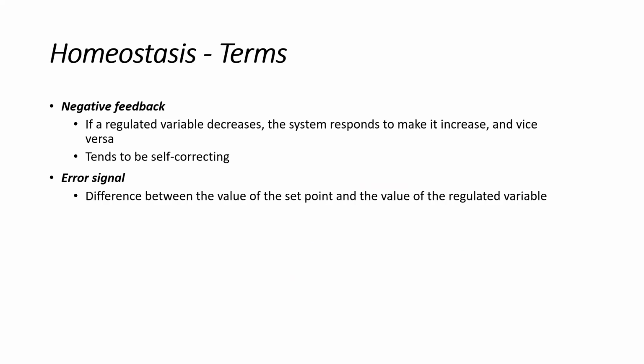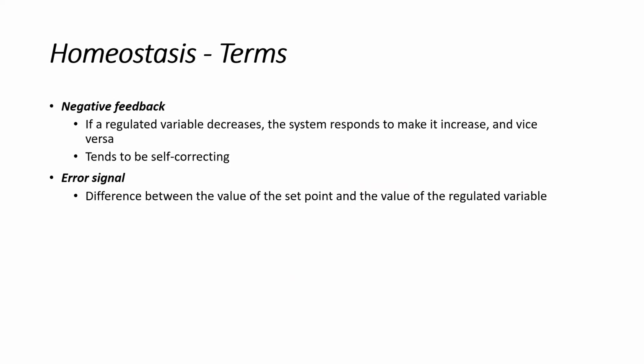So if a regulated variable decreases or increases, the system, which is the body, is going to make a change that's going to help bring that value back to set point. And the mechanism that brings that about is called negative feedback. We also have positive feedback, and I'll talk a little bit about positive feedback, but it's not necessarily involved in homeostasis. The negative feedback is what is crucial to correcting that error signal.